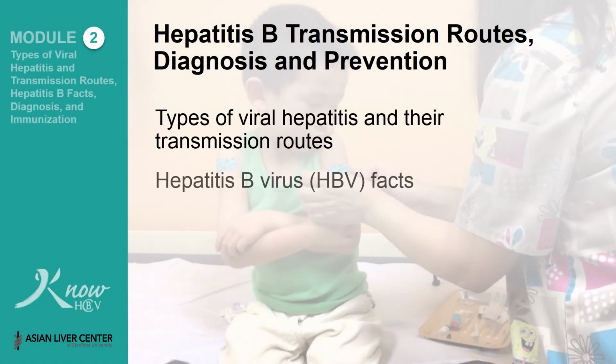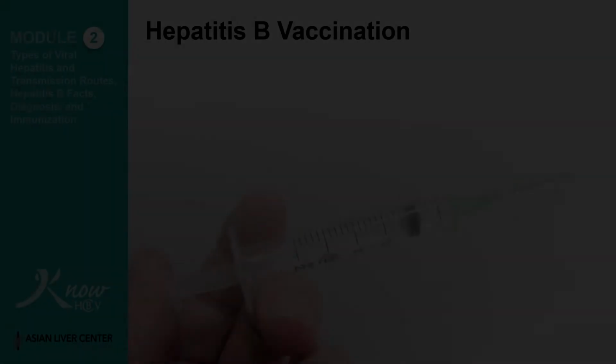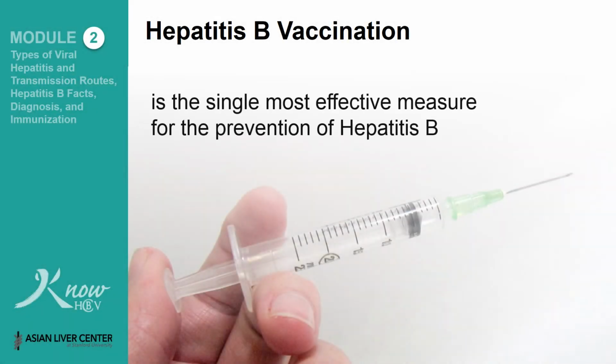Now let's discuss what is the best way to prevent hepatitis B. Based on the transmission routes of the hepatitis B virus, general preventive measures include avoiding direct contact with blood and bodily fluids, not reusing or sharing needles and syringes, avoiding unsafe transfusion of blood and blood products, and avoiding unprotected sex. The single most effective measure to prevent hepatitis B is immunization.